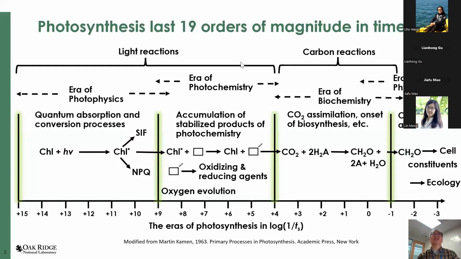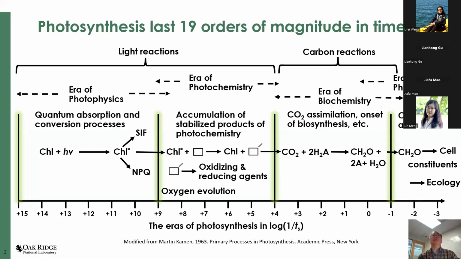Photosynthesis consists of a sequence of events that occur at drastically different timescales, covering at least 19 orders of magnitude in time. Typically, photosynthesis is divided into two stages of broad reactions, the light and carbon reactions. This two-stage separation, however, groups the light reactions too broadly.